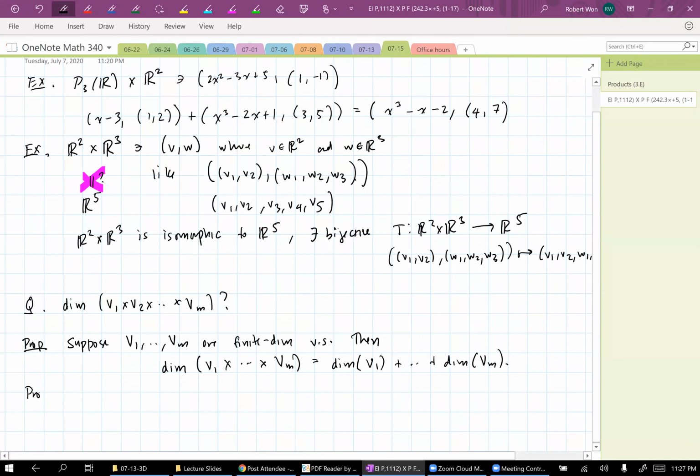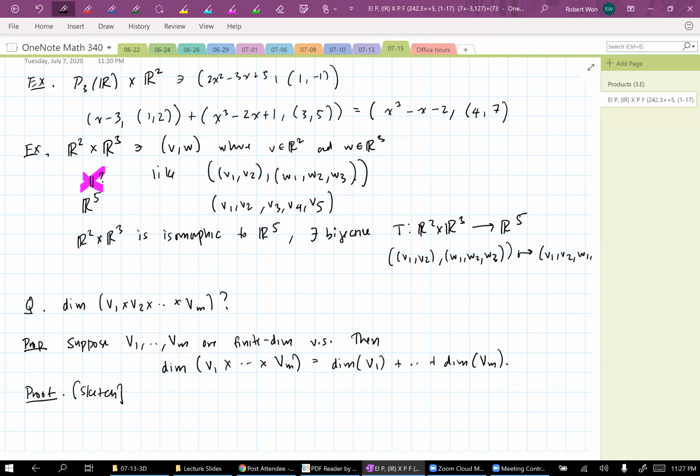Okay, and the proof, just a sketch. You can fill in the details. How do you show that something has a given dimension? Well, you just show that it has a basis with the correct number of vectors in it. How do you do that?